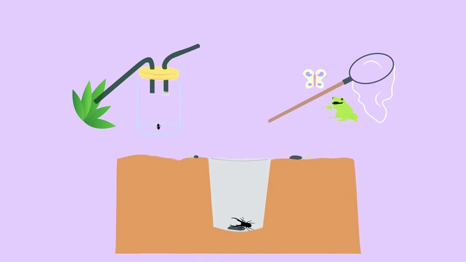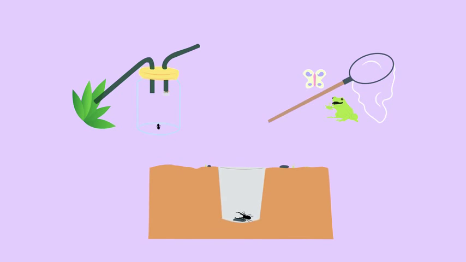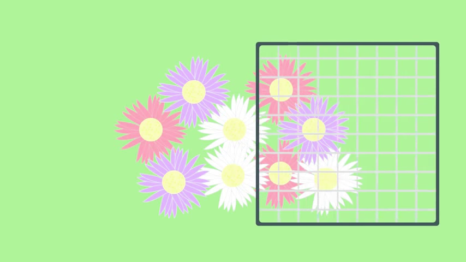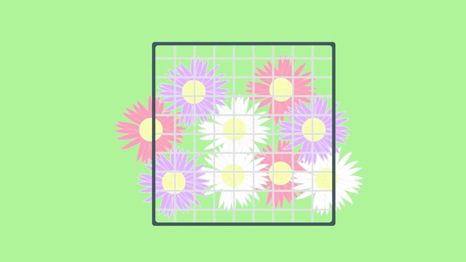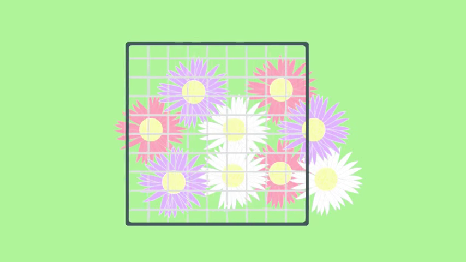Pitfall traps are used to catch small crawling insects and animals. They can be set up and left overnight to catch nocturnal species. For example, to investigate how many beetles are in the area of a woodland. Or you might use quadrats to investigate how many daisies there are in a field, but this time you would use random sampling instead of the transect method we saw before.